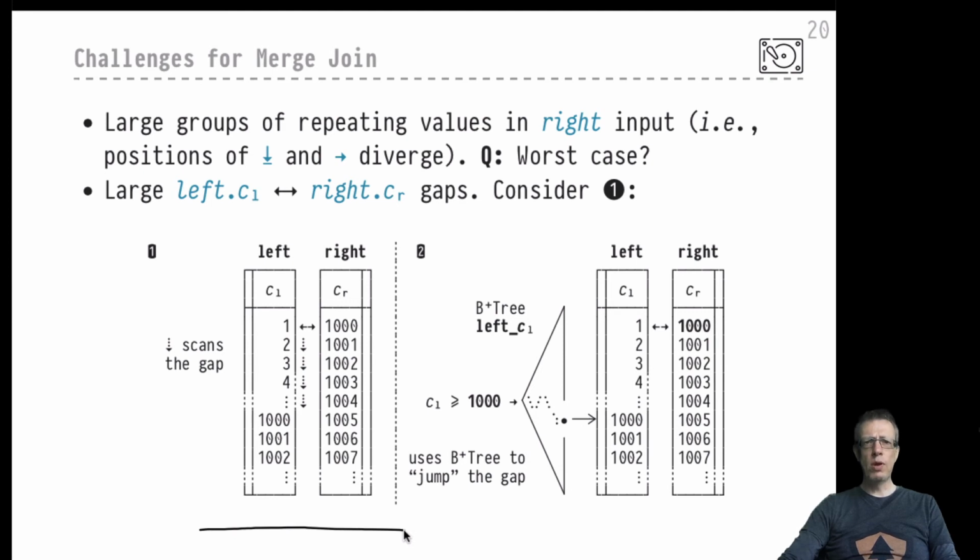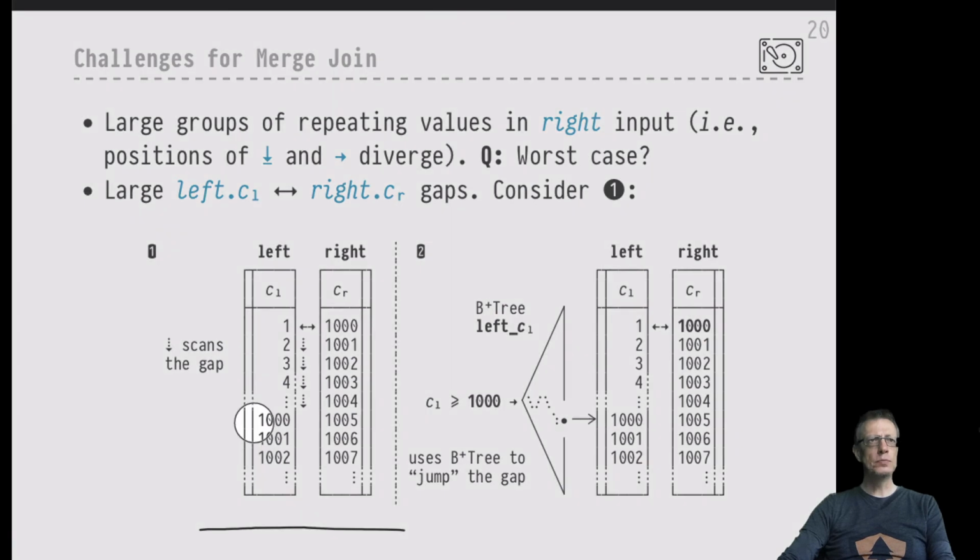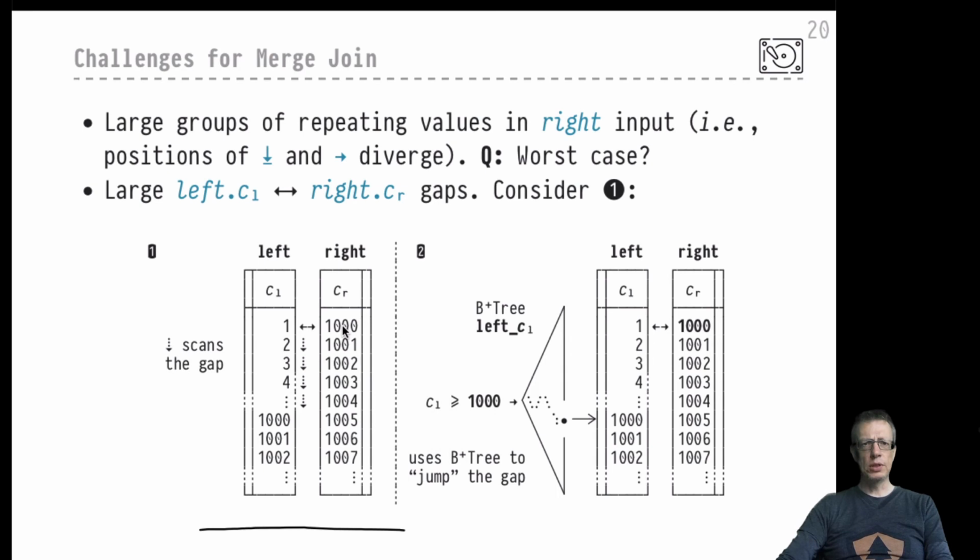We would like to perform a merge join between the left and right tables. CL and CR, as always, are our join columns. Merge join is on the lookout for join pairs in which the CL value and the CR value are the same. This would lead to the generation of our first joined row, the join output.